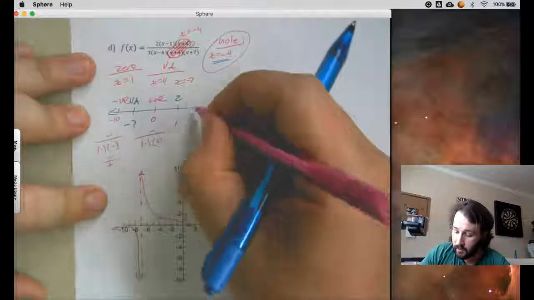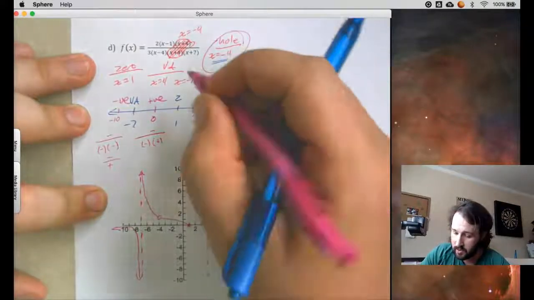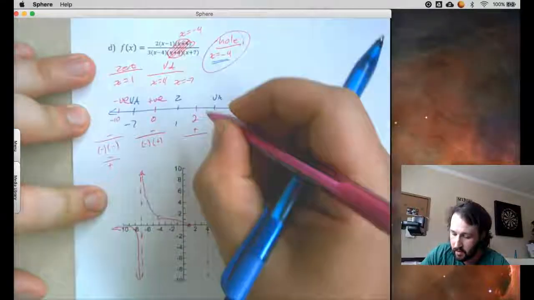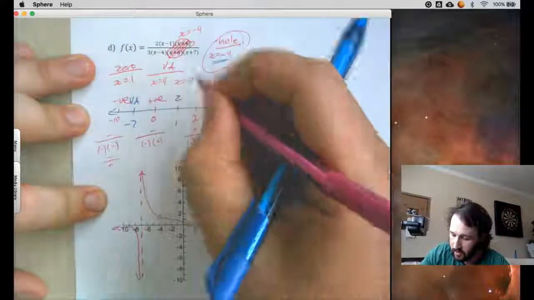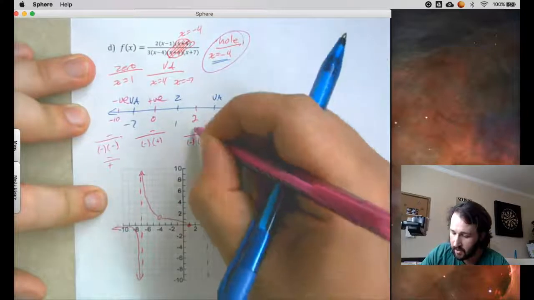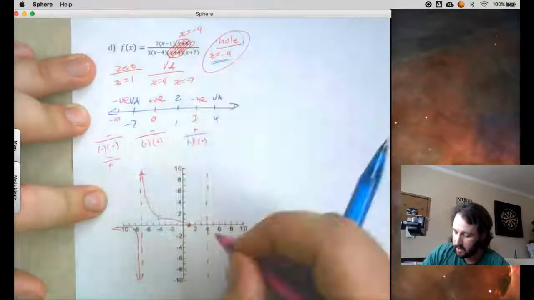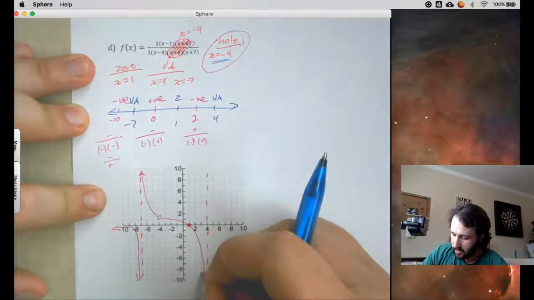All right, now between 1 and 4, say I choose 2 or something. 2 minus 1 is a positive number. 2 minus 4 is negative. And 2 plus 7 is positive. So I have a positive divided by a negative, which will be negative. So it's going to go all below the y-axis there.